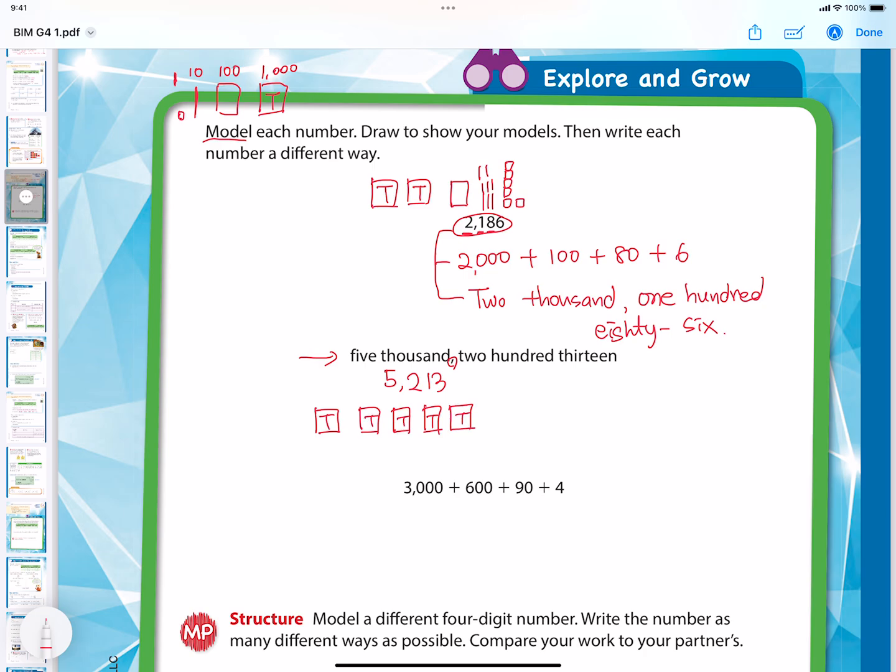I usually start with the ones digit, but this time I just did it from the biggest number, which is the 1000 here. And how many hundreds? 2. So I'm going to just draw 2 flats. And how many tens? Yes, 1 ten. How many ones? 3. 1, 2, 3. All right, let's move on.